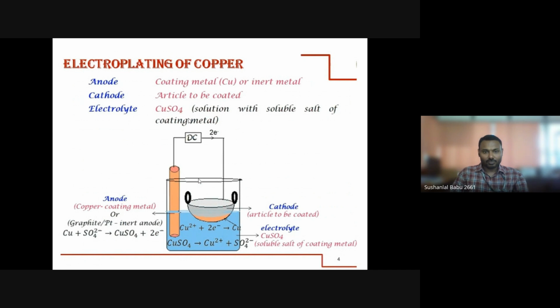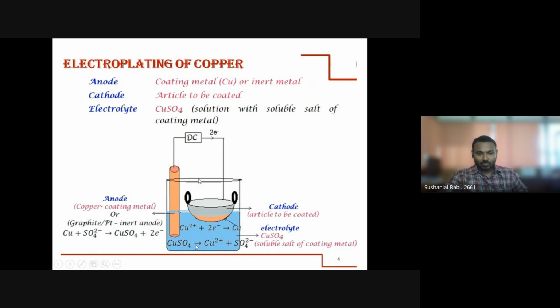So, if we are coating a pan with copper, then that pan will be kept as the cathode. The electrolyte: here we are coating copper, so copper sulfate is considered as the electrolyte. In the picture we can see the anode. Here the anode is the copper coating metal, or instead of copper we can use graphite or platinum as an inert anode. That is another case. Anyway, here we are using copper as the anode.